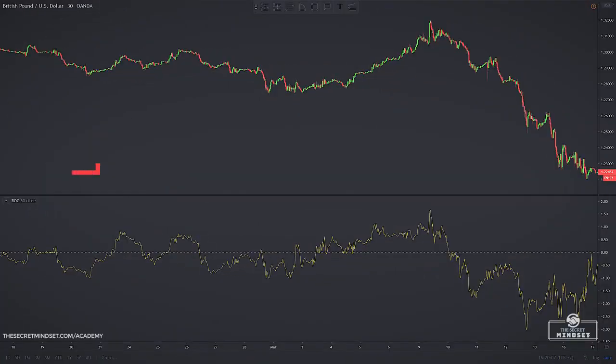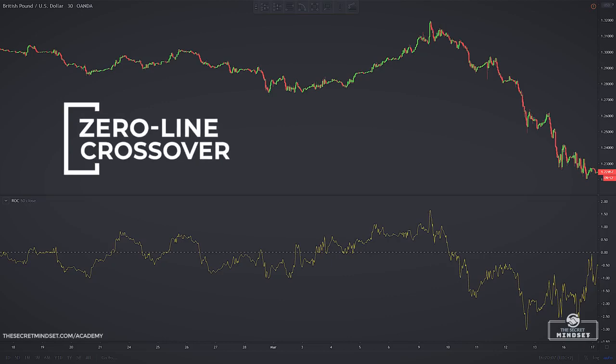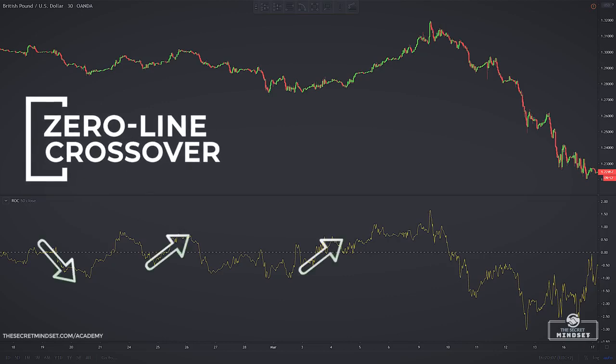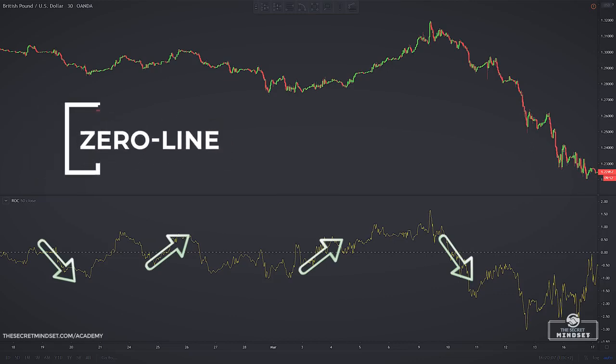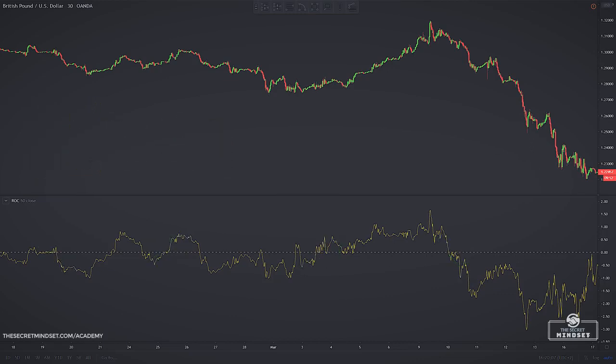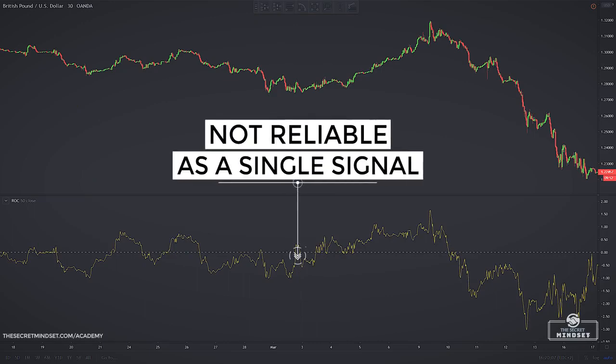Maybe the most common way traders use the rate of change oscillator is entering the market when the plotted line crosses the zero level. A breakout in either direction indicates increasing or decreasing momentum. By itself, this signal is not reliable, because sometimes the rate of change can dip below the zero line only to reverse back higher.